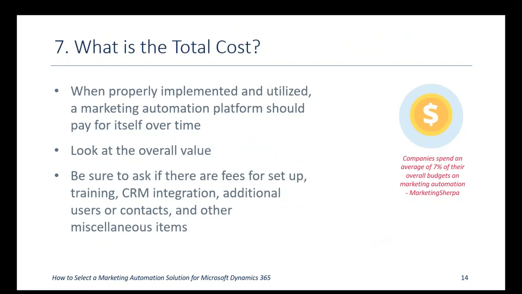So seven, what is the cost? Cost is always a big factor when making these decisions. When properly implemented and utilized, a marketing automation platform really should pay for itself many times over in time. So the price shouldn't always be the most important consideration when evaluating solutions, but we understand that it's always going to be a key factor, right?